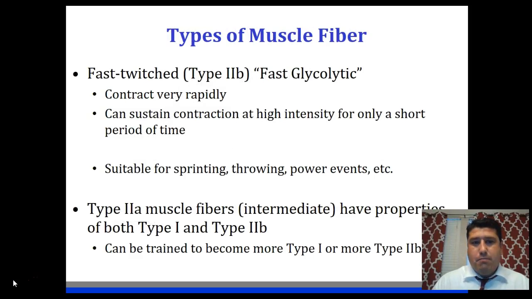Now, the type 2B fast muscle fiber is known as fast twitch or fast glycolytic. All this means is that this type of muscle fiber contracts very rapidly, very forcefully, but it can only sustain power or contraction at a high intensity for a short period of time.